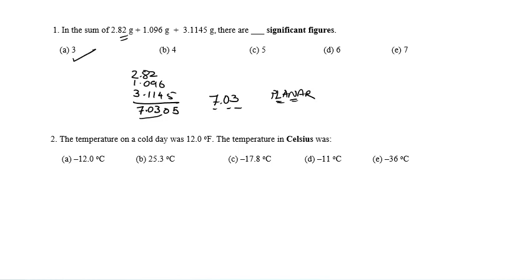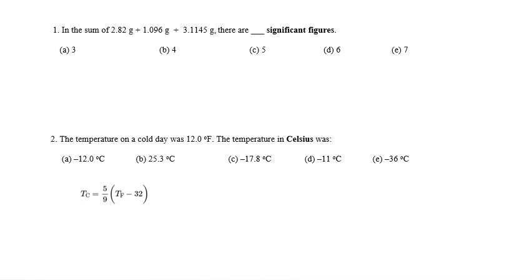Now in the next question, the temperature on a cold day was 12.0 degrees Fahrenheit. The temperature in Celsius was, so we have to use the formula to convert Fahrenheit to Celsius. Substituting in the formula, 5 over 9 times 12 minus 32, I will get 5 over 9 times negative 20, right? That equals negative 100 divided by 9, which equals negative 11 degrees Celsius approximately.